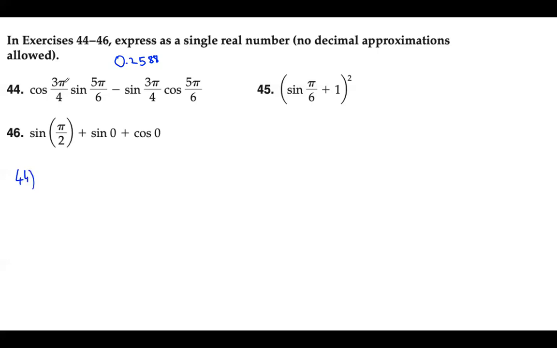Pi is 180 divided by 4, 45. 3 times 45, 135. So this is cosine 135 degree. And the next one is 180 divided by 6. 30 times 5, 150. So this is sine 150 degree. Then 3 pi over 4. So again, what we have 135. And the last one is 5 pi over 6.